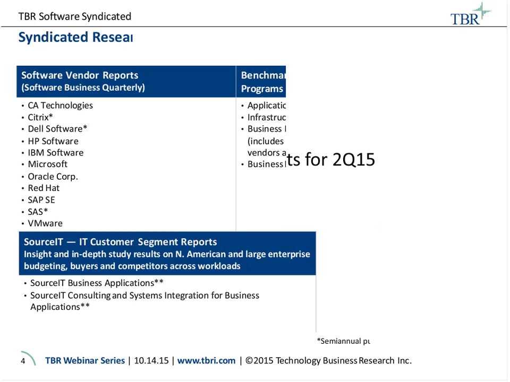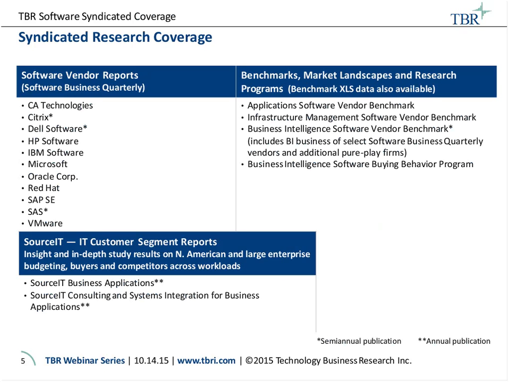So when we take a look at what we have for research here, on the upper left, what you see are the company reports that are within the software vendor report. We also have cloud vendor reports that are a broader coverage, so we do have pieces there on the major cloud vendors, as you would expect. On the top right are the major benchmarks. The top one listed is the Application Software Vendor Benchmark that we're going through today.